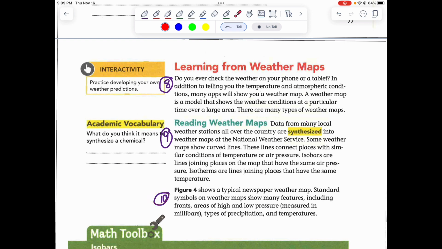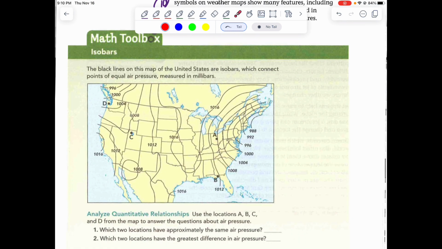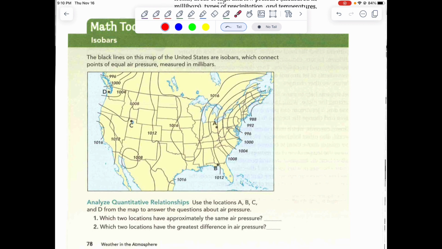Paragraph 10. Figure 4 shows a typical newspaper weather map. Standard symbols on weather maps show many features, including fronts, areas of high and low pressure, measured in millibars, types of precipitation, and temperatures. Please take a look at this map, and it talks about the black lines on the map of the United States. They are isobars, which connect points of equal air pressure and are measured in millibars. So please take a look at the different bars here where you can see where the isobars are located.